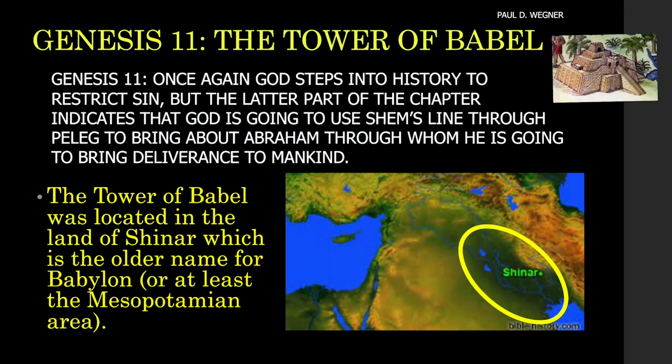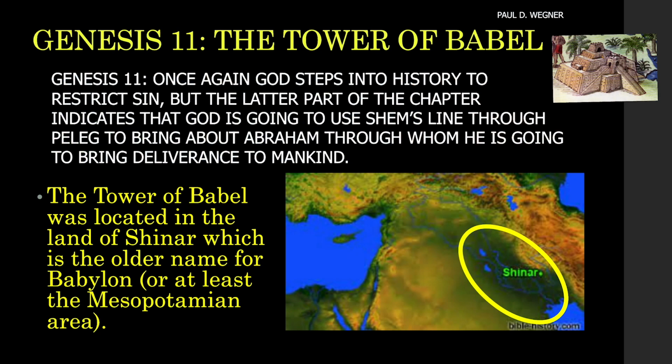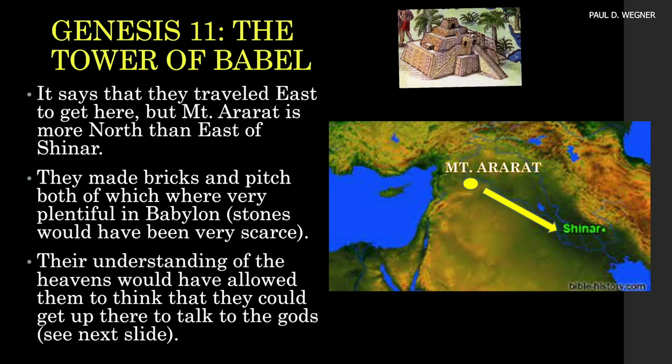But the latter part of the chapter indicates that God's going to use Shem's line through Peleg to bring about Abraham, to whom he's going to bring the deliverance to mankind. So it's kind of interesting how the plan goes. Okay, the Tower of Babel is located in the land of Shinar. I've got a picture here of where Shinar is. It says they traveled to the east, but if you look, it's actually more southeast. But that's probably close enough for them.